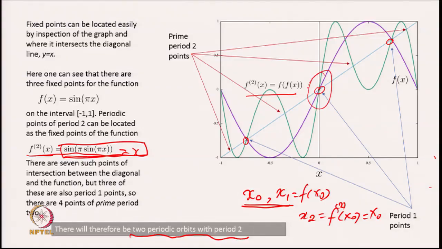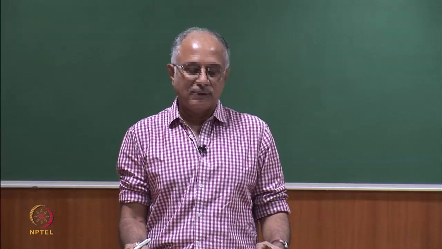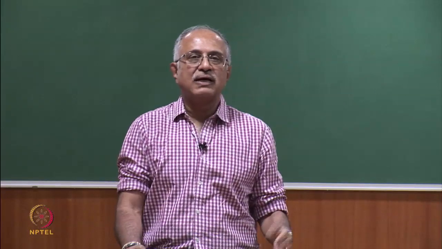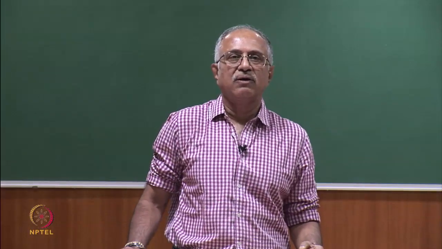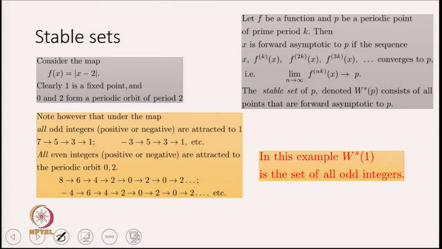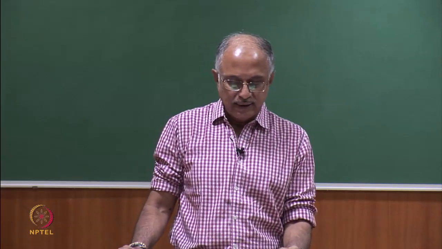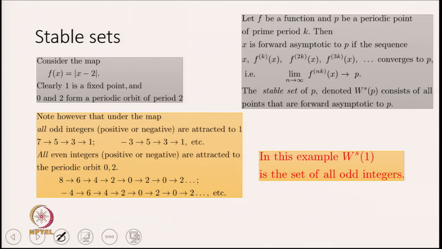Okay. Now, given these various fixed points, one can see that they are either stable or unstable depending on the slope of the function at these fixed points. And we can do the analysis, and we will have to do it algebraically. But one can also identify an important feature of these fixed points, and this is to ask what is the stable set of a given fixed point. In order to understand the importance of the stable sets, let us consider a slightly different, simpler map, and I will take the case of f of x being the modulus of x minus 2.